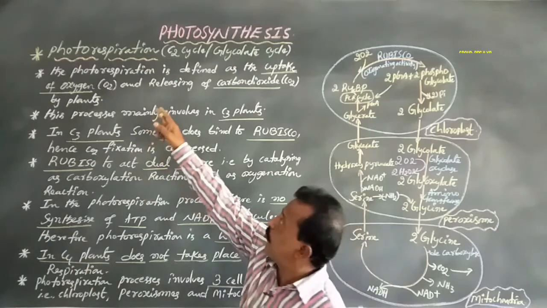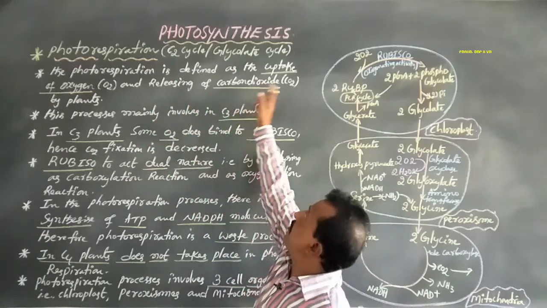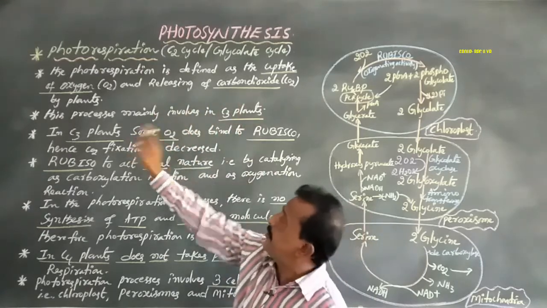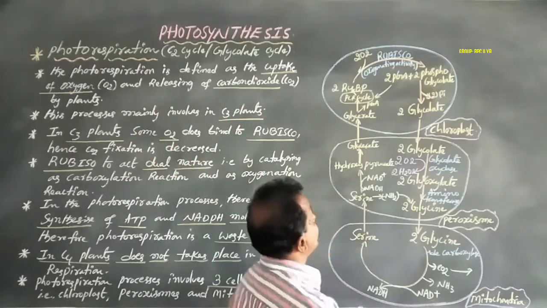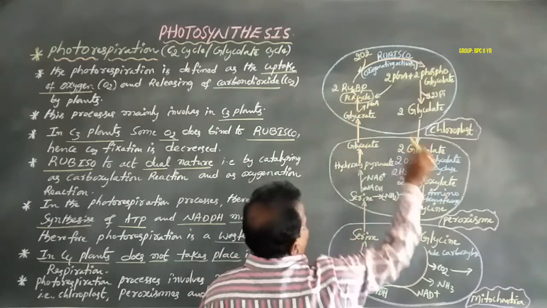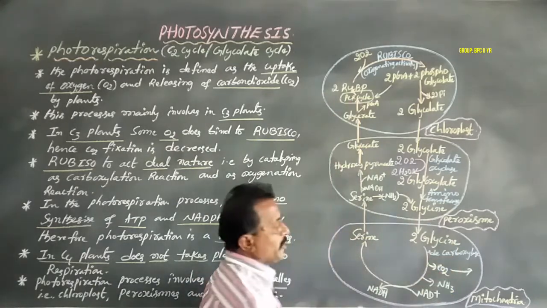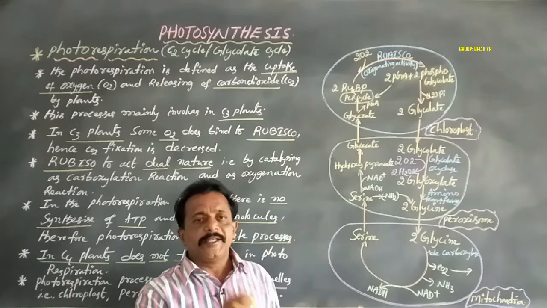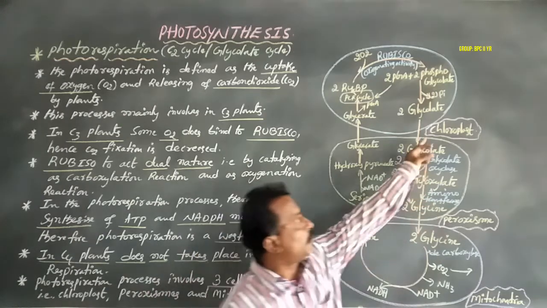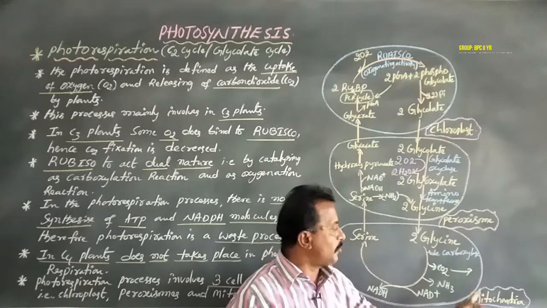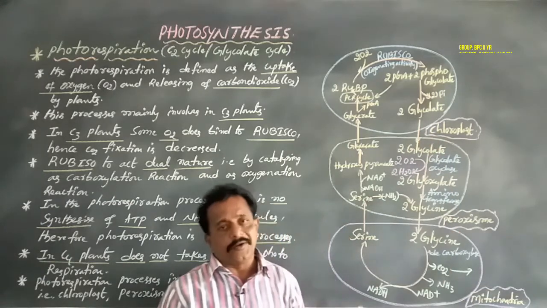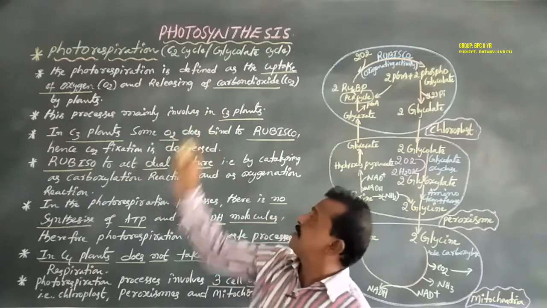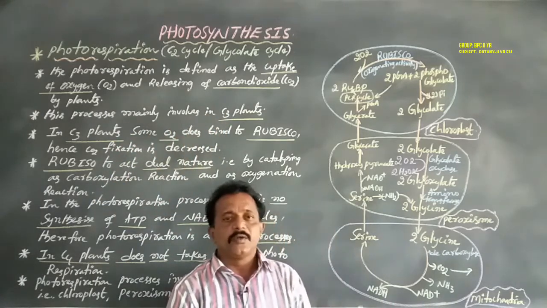Dear students, what is the meaning of photorespiration? Photorespiration is defined as the uptake of oxygen and releasing of carbon dioxide by plants through three cell organelles, such as chloroplast, peroxisome and mitochondria. This process mainly involves C3 plants.